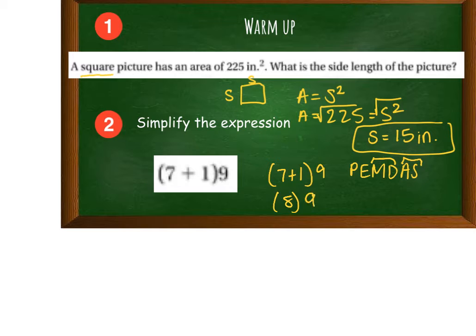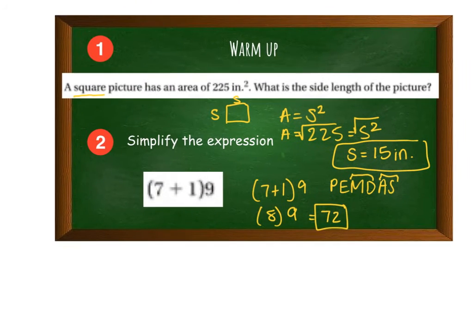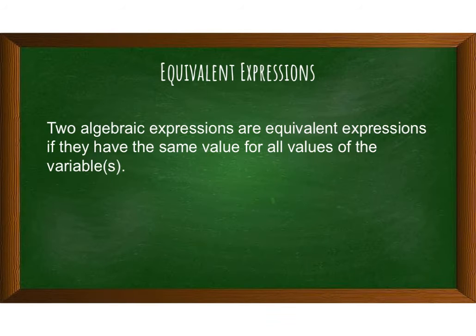8 and then a 9 outside. Next we have exponents. There are no exponents. M, multiplication and division. That's where we multiply and we get 72. Okay, that was our warm-up. Should be feeling really good with math right now. And move on to the next slide.